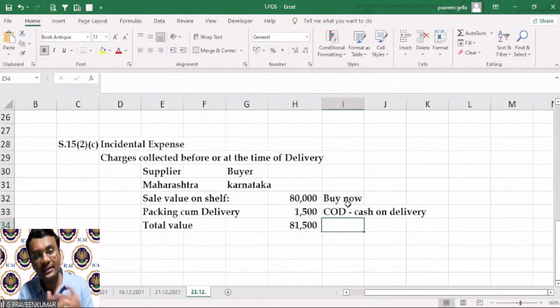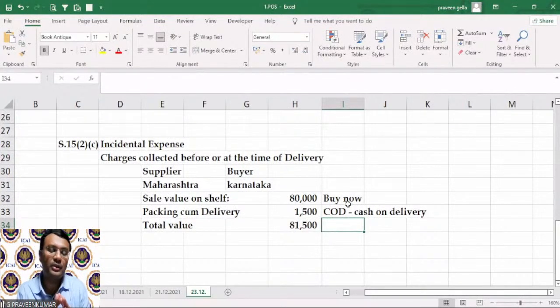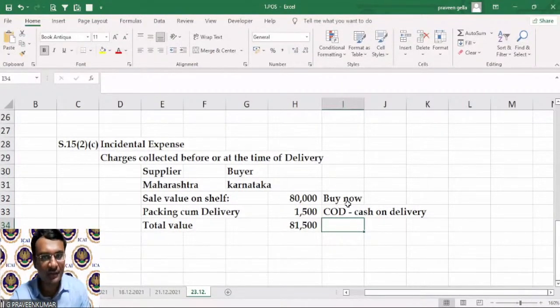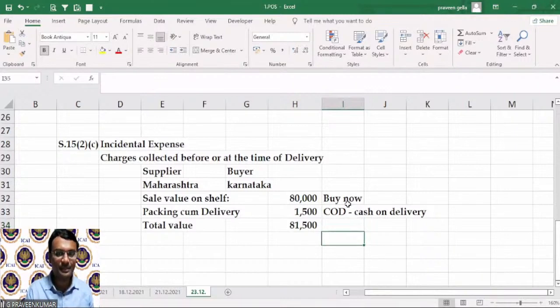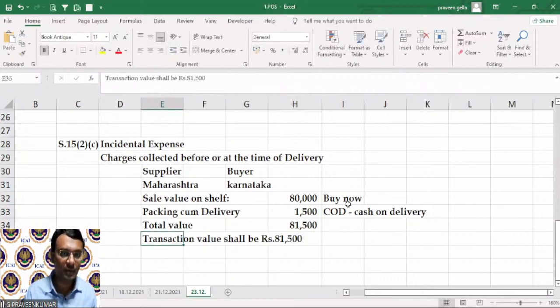Why? How do I trust this laptop will come in a safe condition? How do I know that you have really spent 500 for packing it in a good fashion? I cannot. So this Section 15 says that any money you have charged for this particular supply, which is called incidental expenses, please read that. Incidental, including commission, packing charged by the supplier to the recipient for making that supply at the time of or before delivery of goods or services. So this money, what I have collected from the customer, shall be my transaction value. So in this particular scenario, the transaction value shall be rupees 81,500.